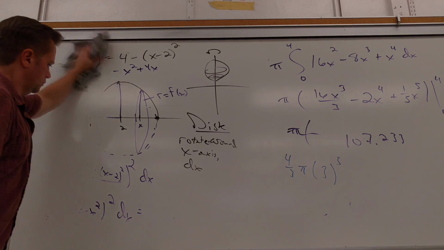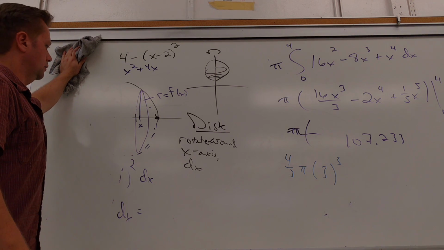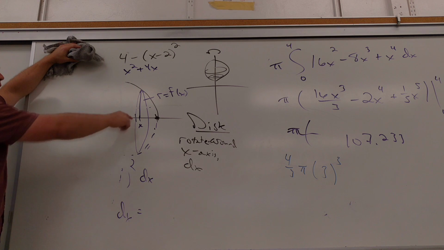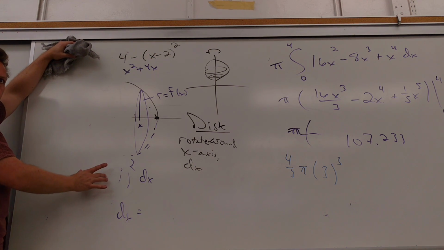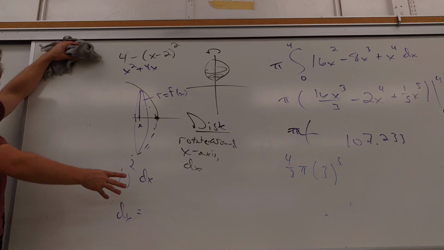What did we do with the radius? That's part of the radius. The radius is part of the interval. The radius was the function. So we took that function and we squared it. Pi r squared. Okay. Yeah.